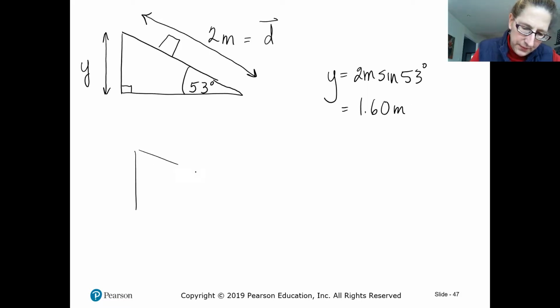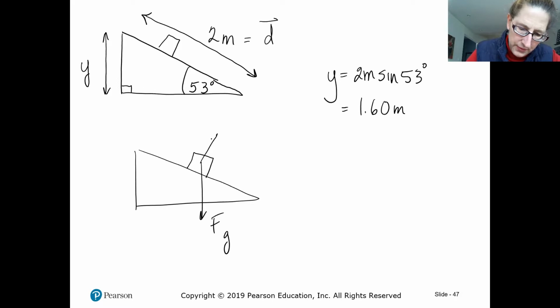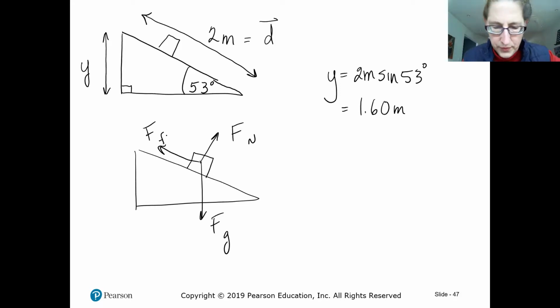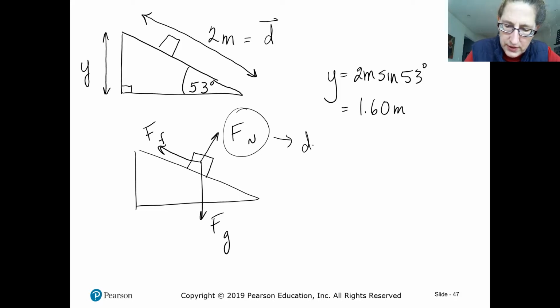Okay, so let's get the forces on this thing. What are the forces? Well, we've got the force of gravity. We've got the normal force. And we've got the force of friction. That's it. Those are the only forces. Okay, now as this thing moves down the incline, the normal force does no work because it's perpendicular to the displacement. So this does no work.